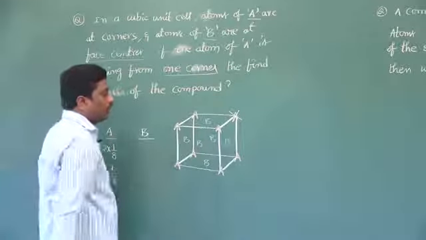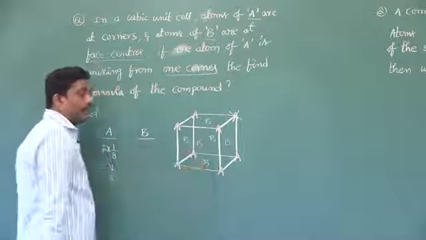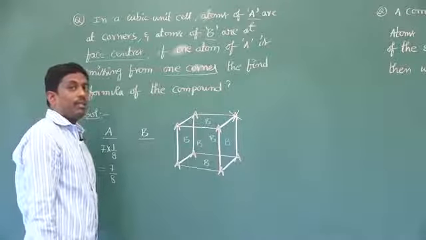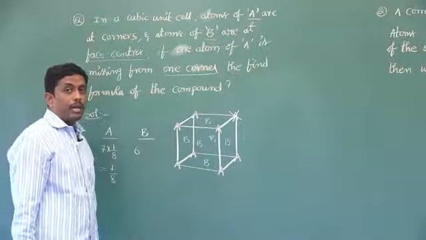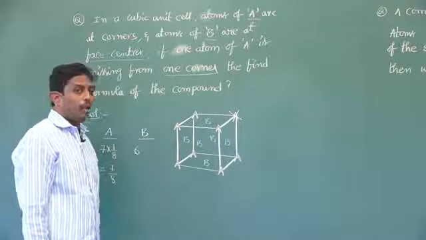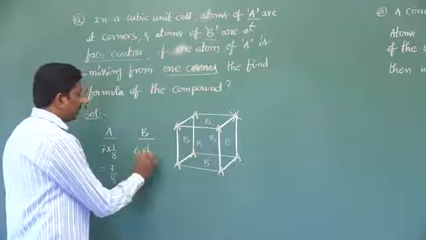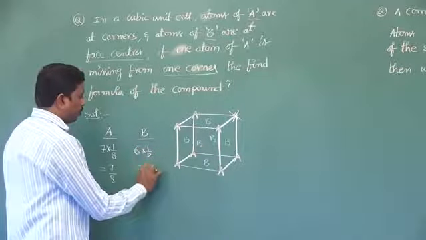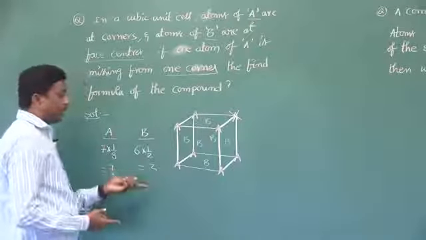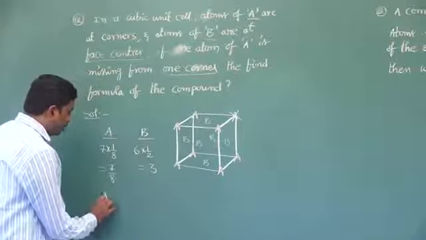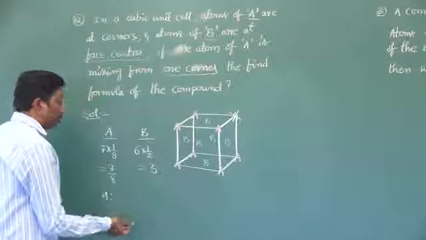Next B's. B's are present at face center. How many face centers, that means how many faces are there? 6. If a particle is present at a face center, contribution is 1 by 2. So 6 into 1 by 2 is equal to 3. So how many A's are there? 7 by 8. How many B's are there? 3. So the simplest ratio is generally the formula.